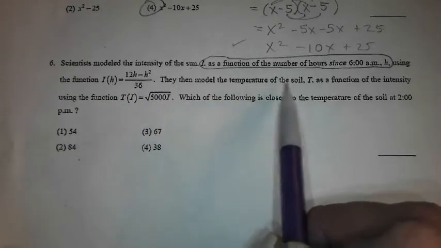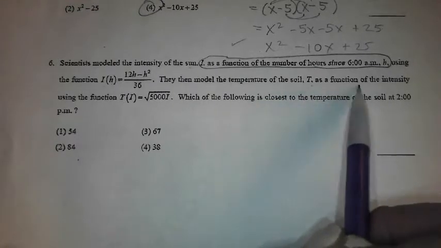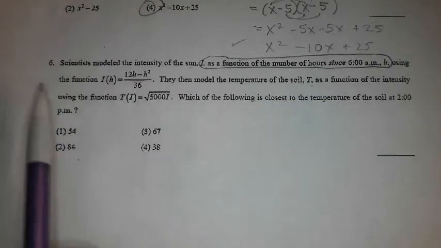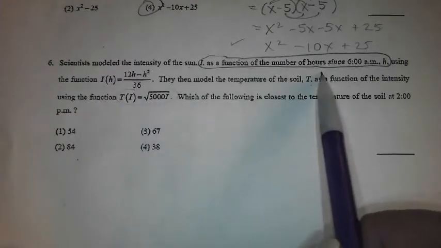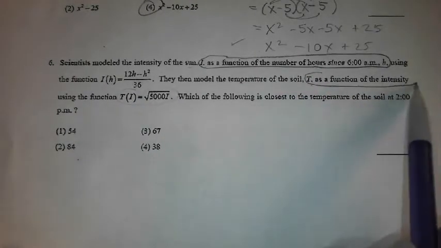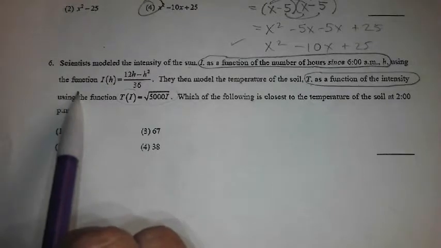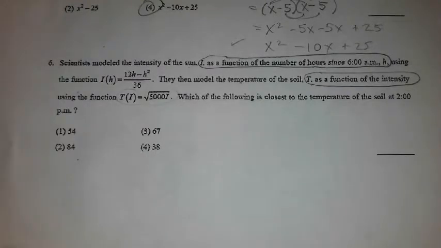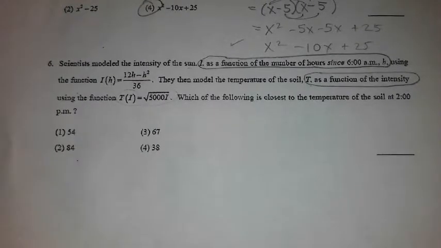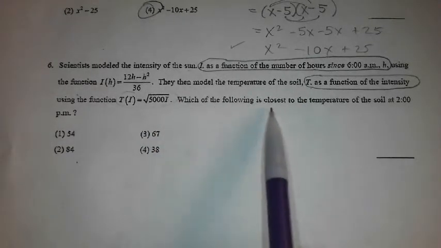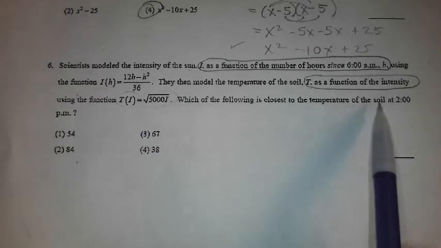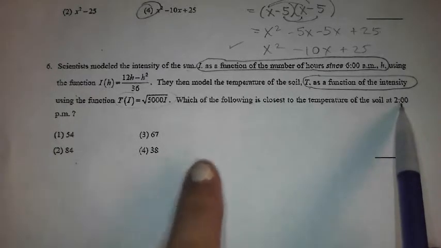They then model the temperature of the soil as a function of the intensity using this equation. Does it make sense why the temperature of the soil is kind of dependent upon the intensity? Yes? Right? If the sun is more intense, the temperature will be hotter. Good. And so there's that formula. Which of the following is closest to the temperature of the soil at 2 o'clock p.m.?